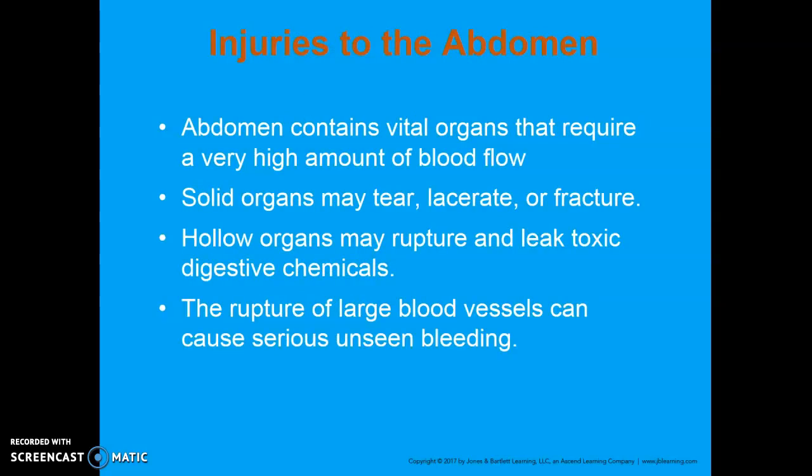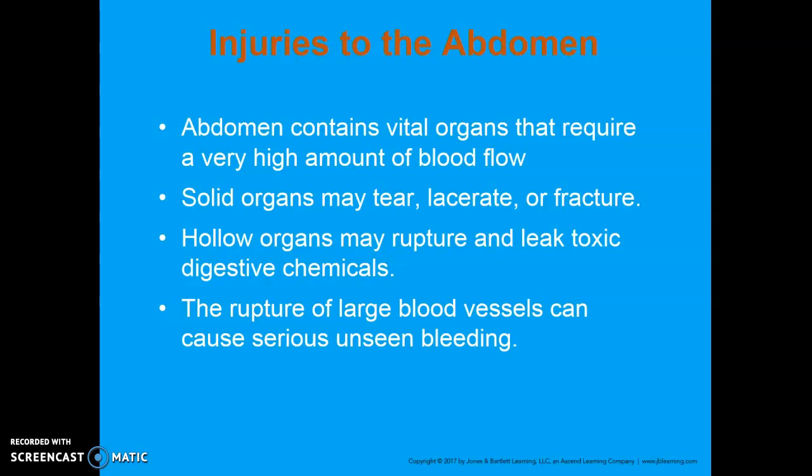Injuries to the abdomen. Your abdomen contains a lot of vital organs, a lot of blood flow to perform necessary functions. Your organs of the abdomen and then the retroperitoneum can be classified in 2 categories, solid and hollow. Your solid organs are like your liver, your spleen, your pancreas, your kidneys. Your hollow are your stomach, large and small intestines, and then of course the urinary bladder.